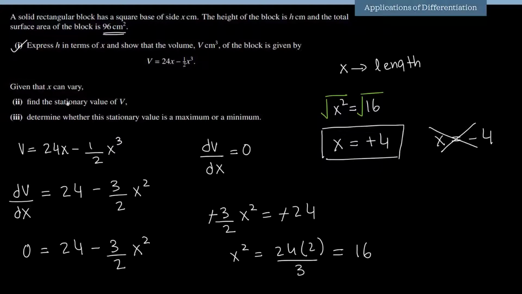But the question asked me to find the stationary value of V. So to find the corresponding value of V when x is 4, I'll put this value of x back in the original equation, which was 24x minus 1 half x cubed. So volume would be equal to 24 times 4 minus 1 upon 2 times 4 cubed. Putting all of this in the calculator would give me the value of volume as 64. So my answer is volume is equal to 64 centimeter cube. This is the answer to the second part of the question.